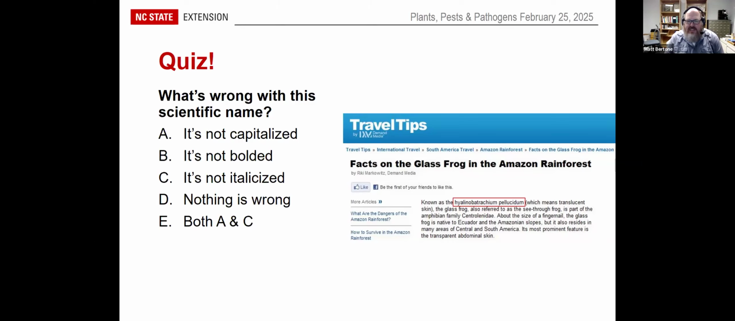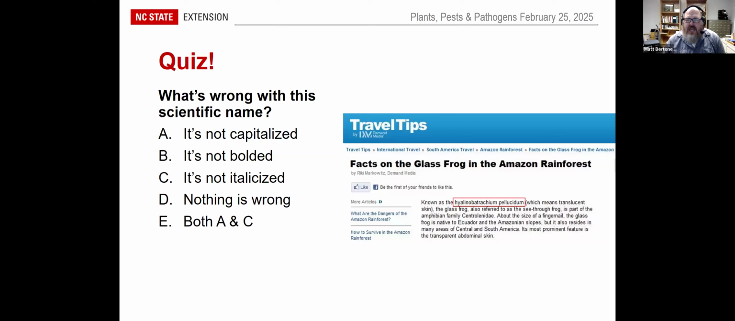So it should be italicized, and the genus name should be capitalized. Nothing else should be capitalized. So the H in Hyalinobatrachium, see, even it's difficult for us to pronounce. Hyalinobatrachium, which means glass frog, should be capitalized. So E, A and C. Bolding doesn't matter. Bolding can happen, it's not against the rules. But you do need to have the whole thing italicized or underlined. You have to have a capital genus and a lowercase species specific epithet.